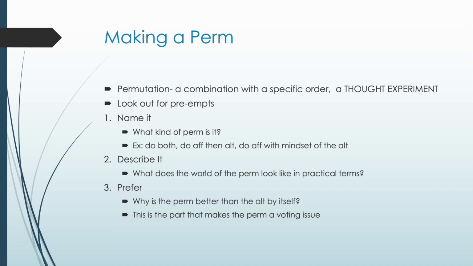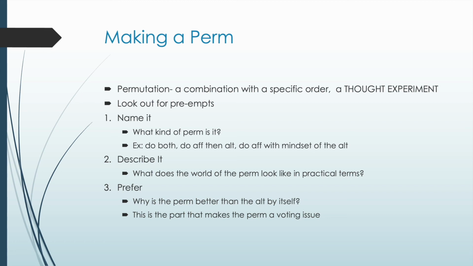And then lastly, you're going to give me a reason to prefer the perm to just doing the alt by itself. Why would I not just vote neg and get access to the alt? What part of the AF is still worth my time that I want to vote AF and just say we can hypothetically do the alt at the same time, or hypothetically do the alt a little bit later? This is the part that makes the perm a voting issue.